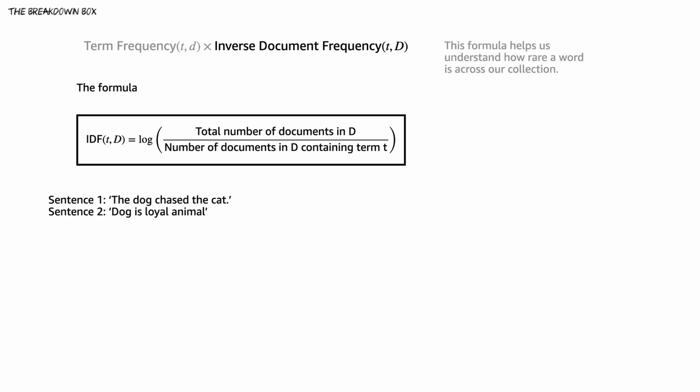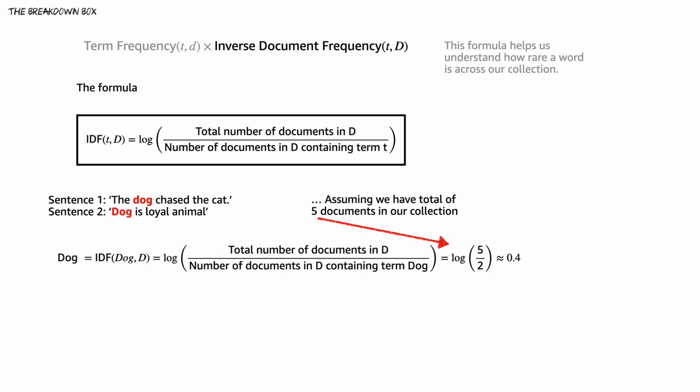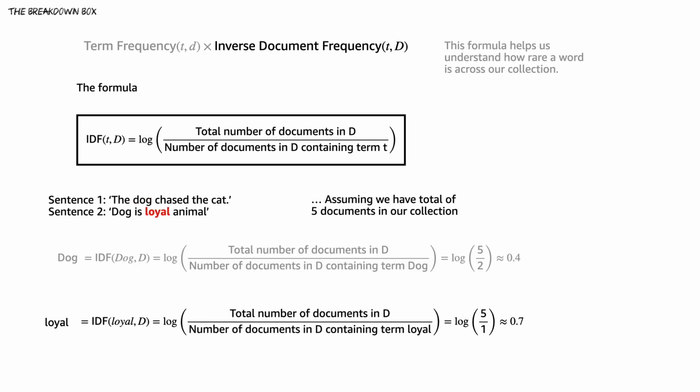Now let's look at two example sentences to calculate the IDF of two words, one from each sentence. Sentence 1: the dog chased the cat. Sentence 2: dog is a loyal animal. So assuming we have 5 documents in a collection, the word dog appears in 2 out of 5 documents. So the IDF is log of 5 by 2. That is log of the number of documents divided by the number of documents that contain the term dog, which is approximately equal to 0.4. Now the word loyal appears in 1 out of 5 documents. So the IDF is log of 5, which is approximately equal to 0.7.